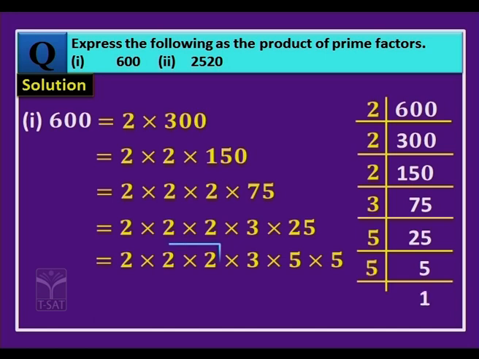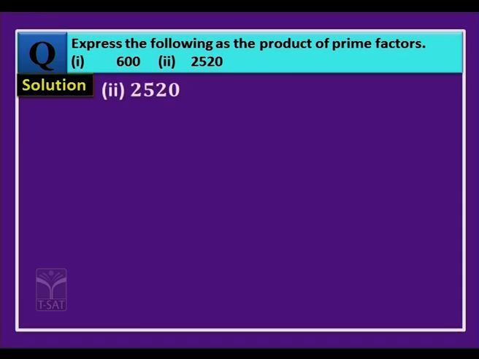Okay, children. How many 2's are there, children? 3, right? So, that means 2 to the power of 3 into how many 3's are there? 1. So, 3 power 1 into how many 5's are there, children? 2. So, we get 5 square. Okay, children. Now, let us move on to our next problem, that is 2520.